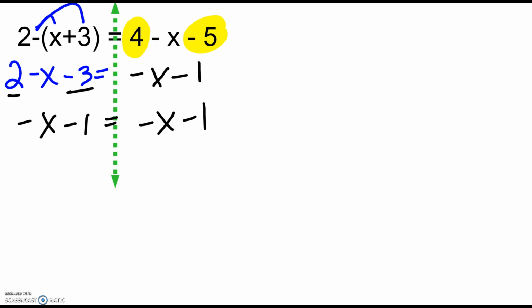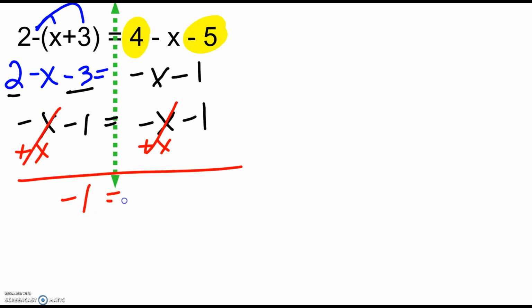So let's go ahead and solve for our variable. Let's get our x's on the left-hand side, which means I'm going to add x to both sides. When I do that, -x and a positive x cancel out. So again, I'm left with -1 equals -1. Now this scenario is different from the last because this is true. -1 will always be equal to -1.